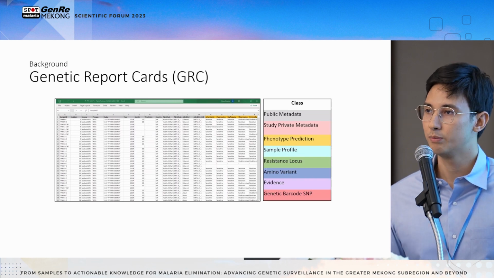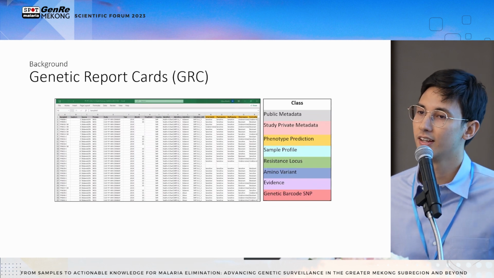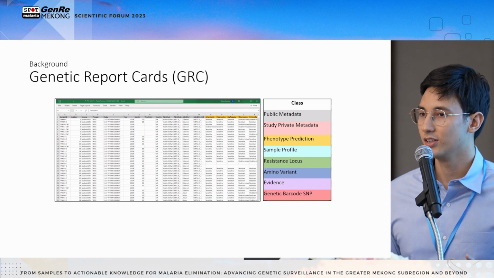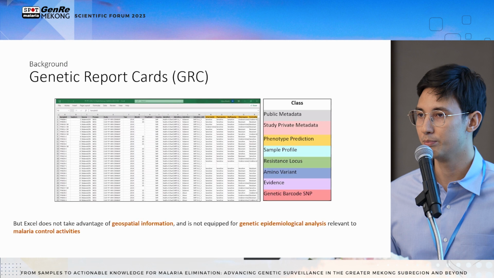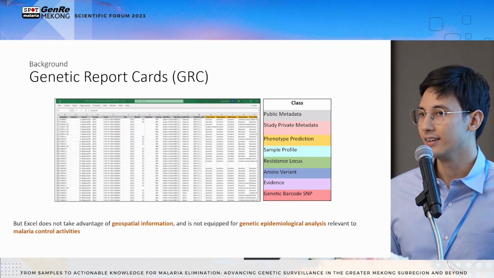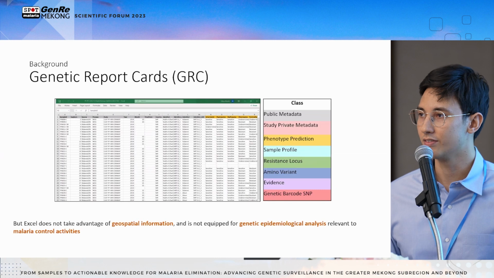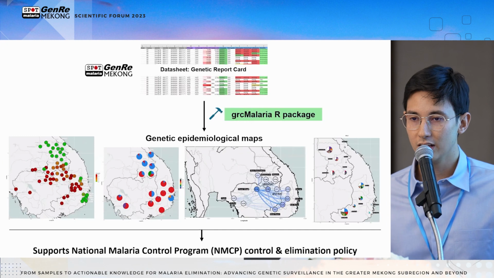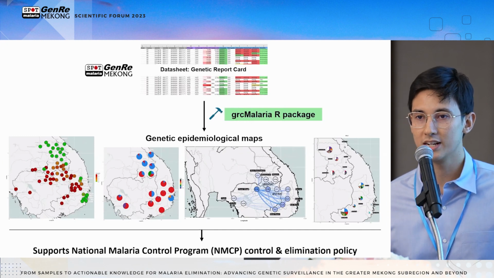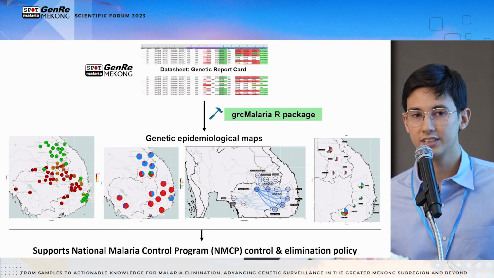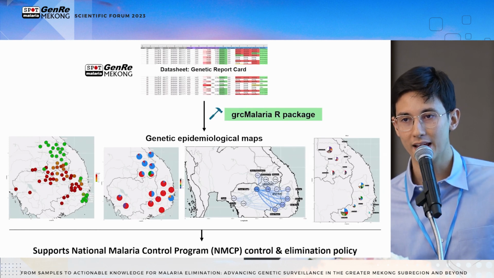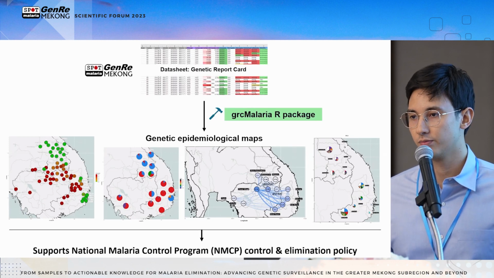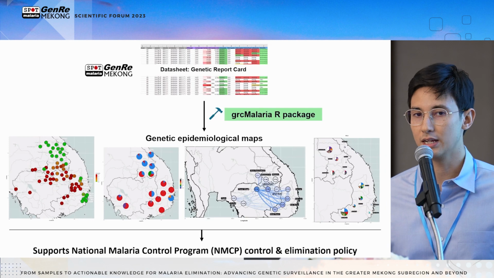For the most part, we publish the genetic report cards in Excel, and you could use Excel for analysis, but Excel is not really suited for the type of analysis that would benefit a control program. Excel also doesn't take advantage of the geographical information available in the data set. To address this, we developed the grcMalaria R package, which is able to translate the rich genetic data in the GRC into genetic epidemiological maps. These maps would go on to inform malaria control activities and policy making.